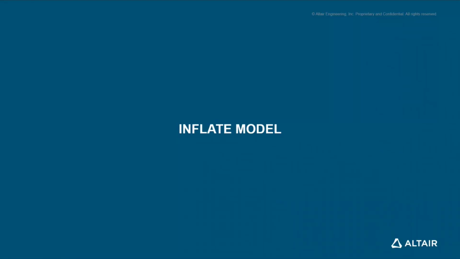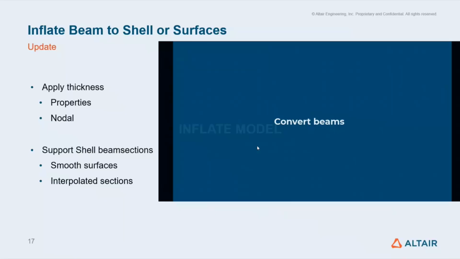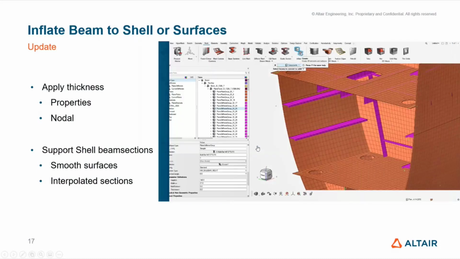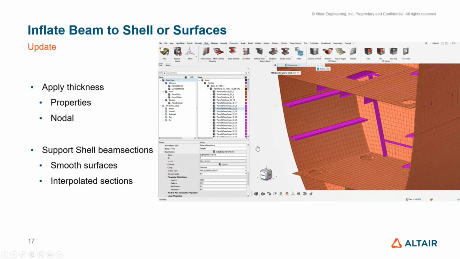Okay, so I tried to cover the cases where we come from the 3D world and try to generate 1D, either members or stiffeners. But once we get those 1Ds, the main topic will be to do, let's say, some optimization and parameterization, and we might want to inflate the model back. So we used to have one functionality called beam to shell, which has been improved.